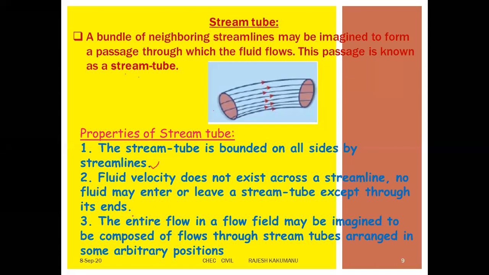Next, what is the third point? The entire flow in a fluid field may be imagined to be composed of flows through stream tubes arranged in arbitrary positions. So these are some of the main properties of a stream tube.